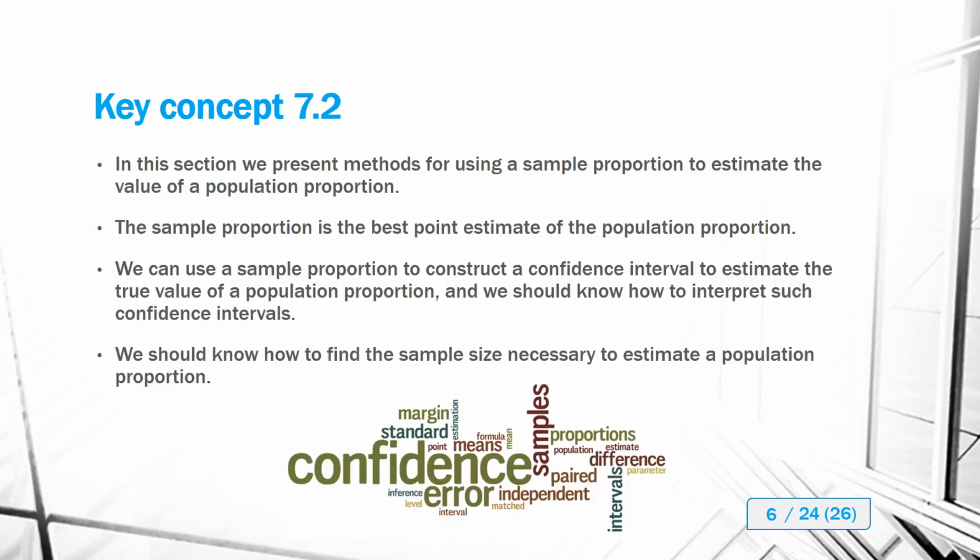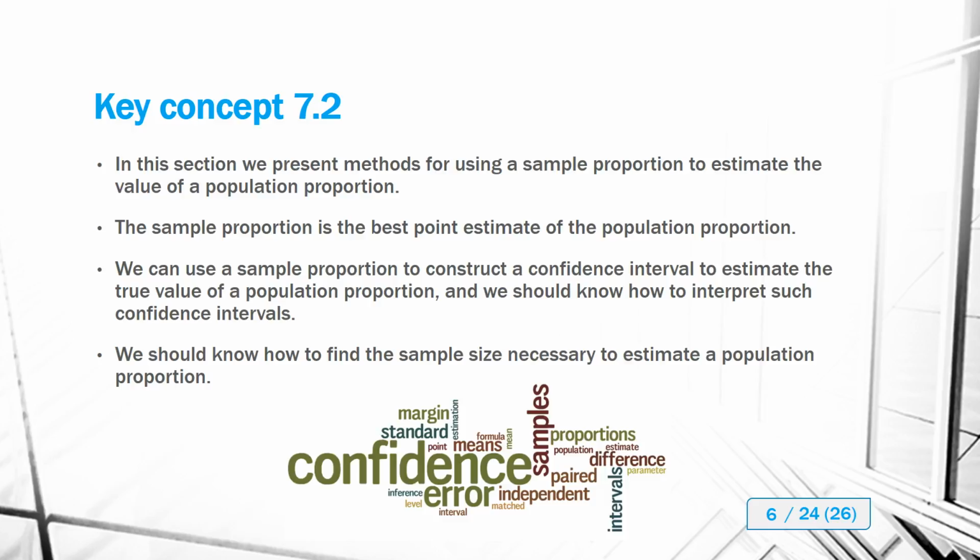So the key concept in this section is to recognize a method for using a sample proportion to estimate the value of a population proportion. One of the main ideas we want to get across is that the sample proportion is the best point estimate of the population proportion. Remember we saw earlier in chapter 6 that the sample proportion tends to target the population proportion because it is an unbiased estimator. For this reason, the sample proportion is the best point estimate of the population proportion.